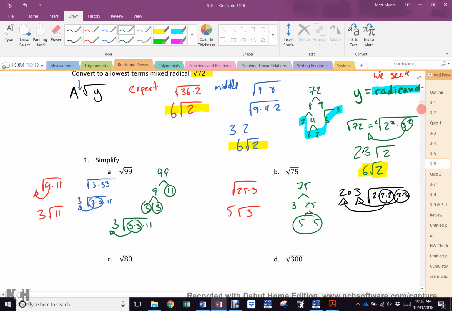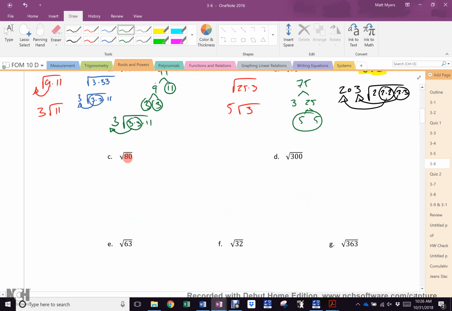All right. Now, 80, you're going to be hard pressed to do the red way because the perfect square that goes into 80 is past 12. Right?